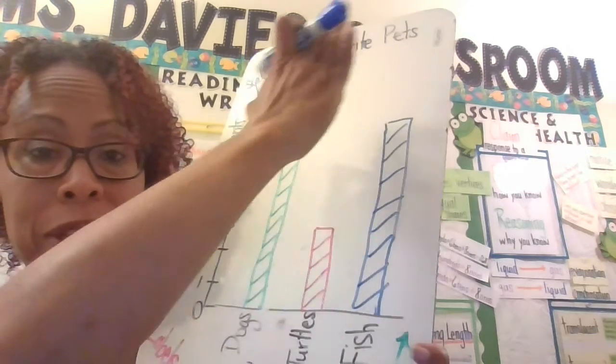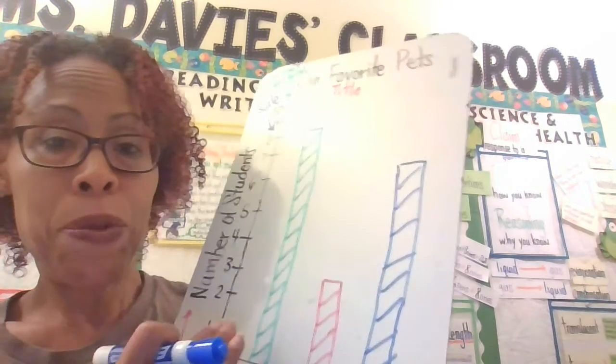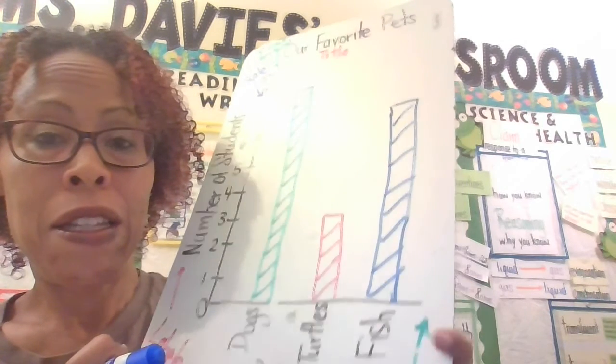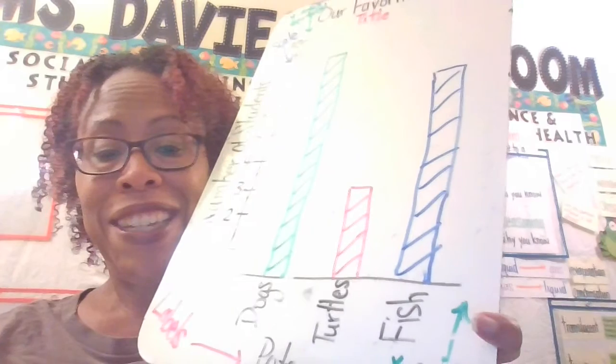Make sure you always have a title, an x-axis, a y-axis, labels, a scale, the numbers. All right, we look forward to seeing your bar graph.